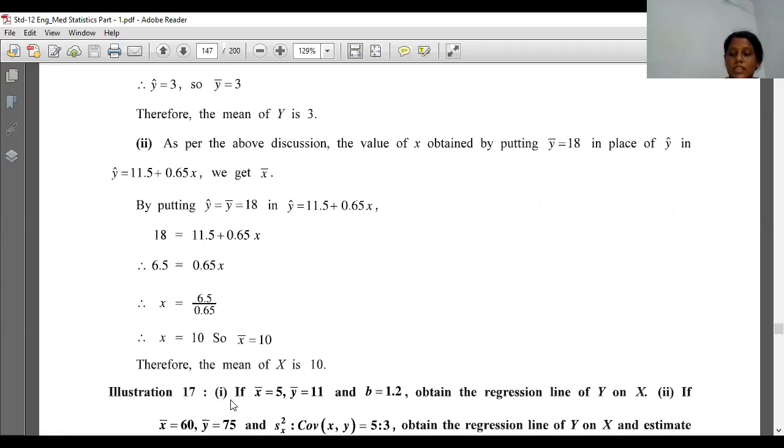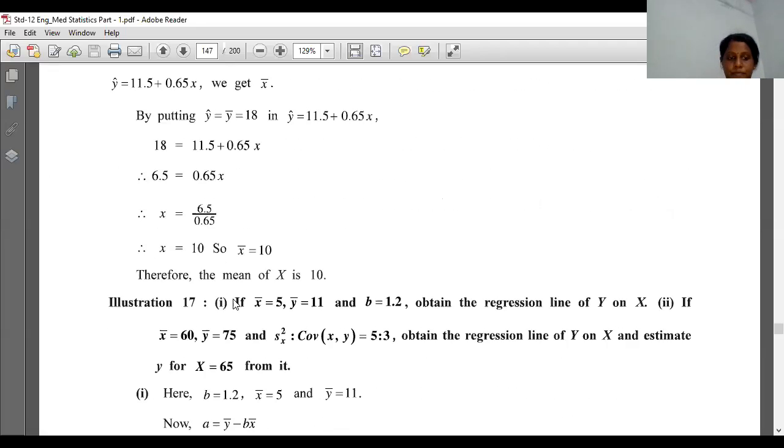Okay. So in this sum, the important thing is, y bar equal to y cap, x equal to x bar, right? x equal to x bar, y cap equal to y bar. Like this we have taken. Okay, we have considered. Now next is illustration number 13.